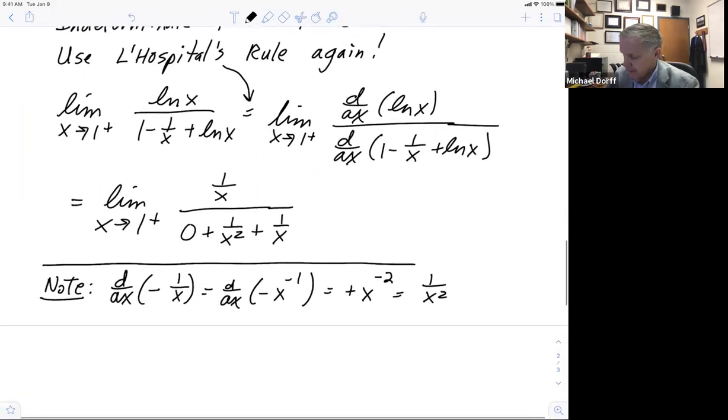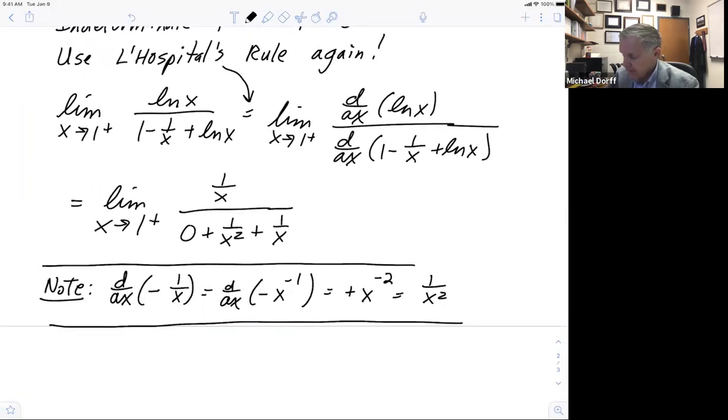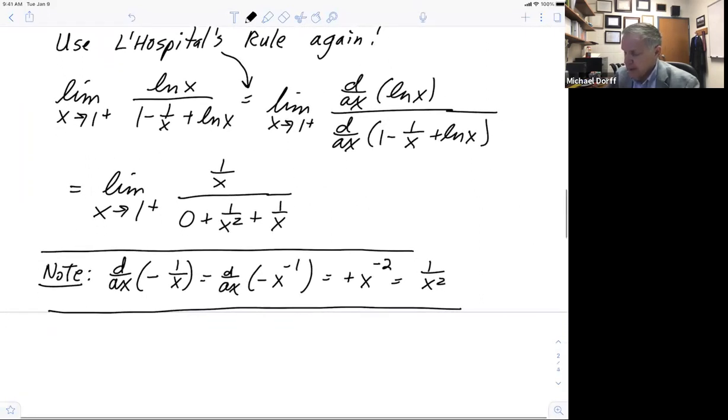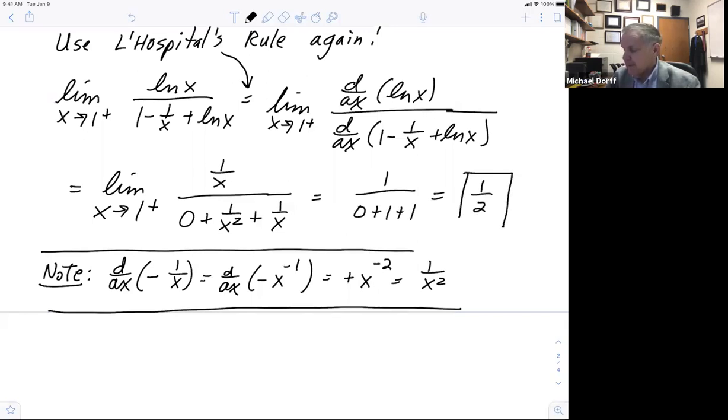So now when I substitute in my value x equals 1 here, I get 1 on the top, then I get 0 plus 1 plus 1, which is 1/2, and that's the correct final answer. Hopefully that makes sense.